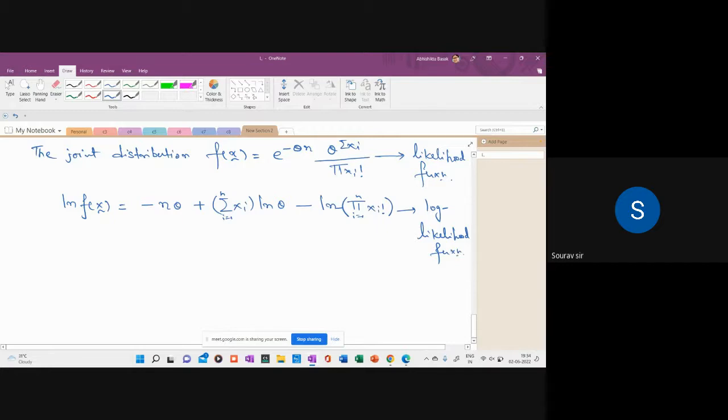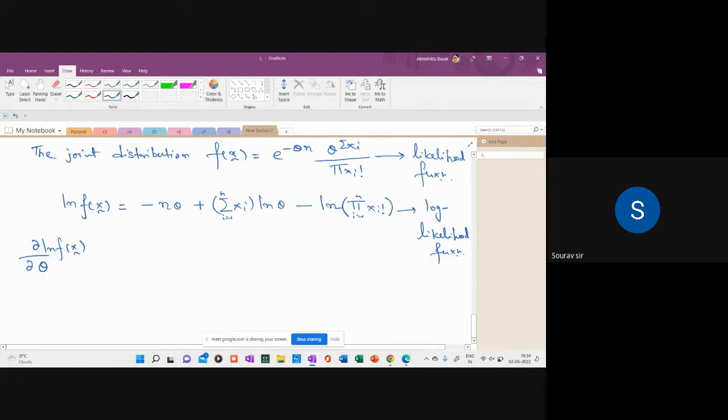Log likelihood function. Then we need to do the partial derivative of this log likelihood function with respect to the parameter theta. If the distribution or the joint distribution contains more than one parameter, suppose theta 1, theta 2, or maybe at least two parameters, that's why we need to do the partial derivative with respect to one parameter, keeping the other as constant. Suppose the distribution contains two parameters, theta 1 and theta 2.